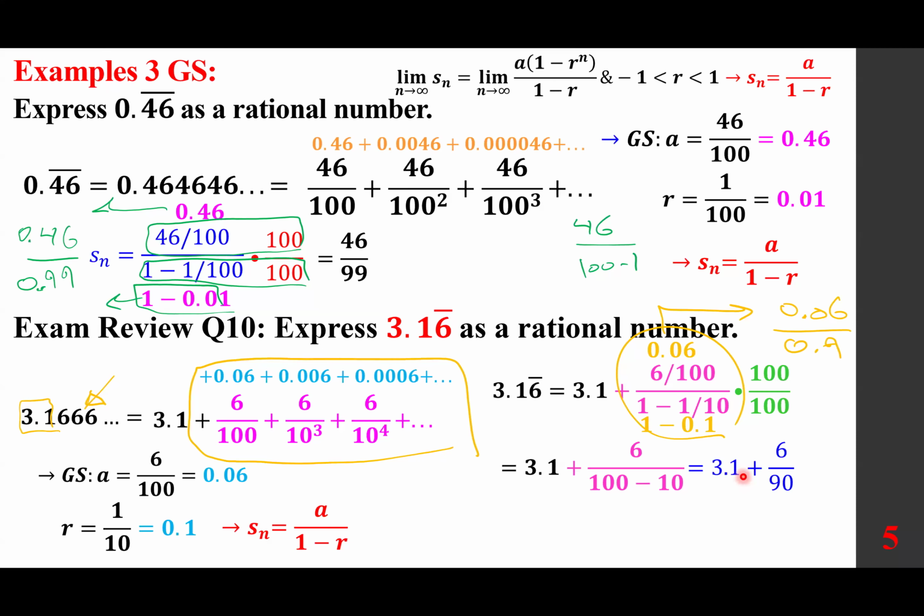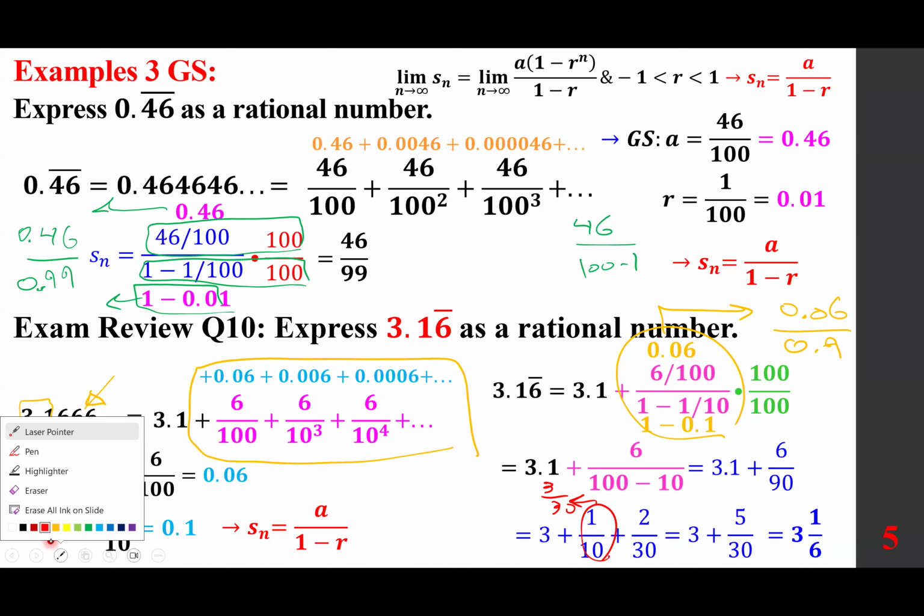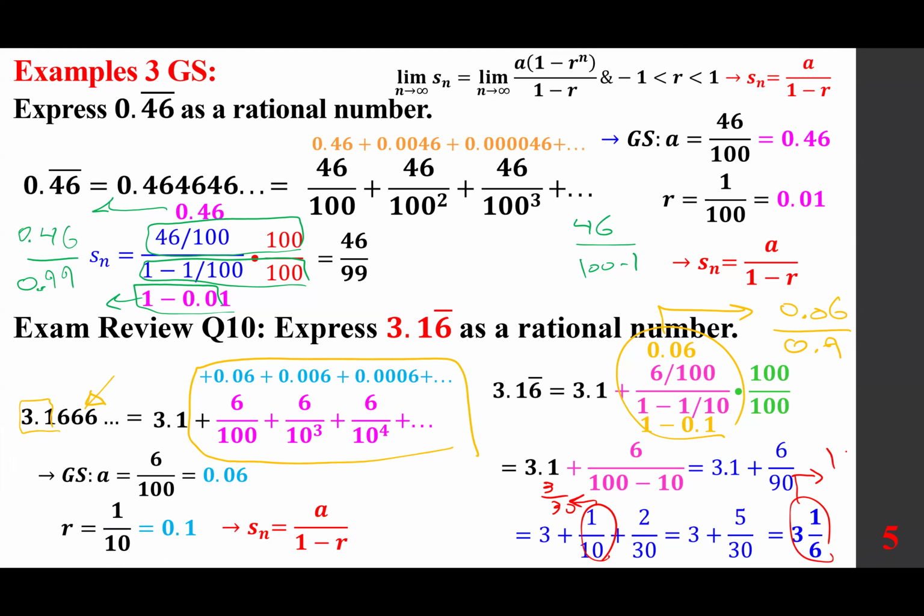We're going to write 3 plus 0.1, which is 1 over 10. Because this has denominator 30, we're going to change this to 30, meaning this changes to 3 over 30. And these two add up to 5 over 30, which is 1 over 6. You can leave it like that. They may want you to represent this as an improper fraction, in which case this means 3 times 6 plus 1, 19 over 6. So it depends on how they want it. Okay, everybody.